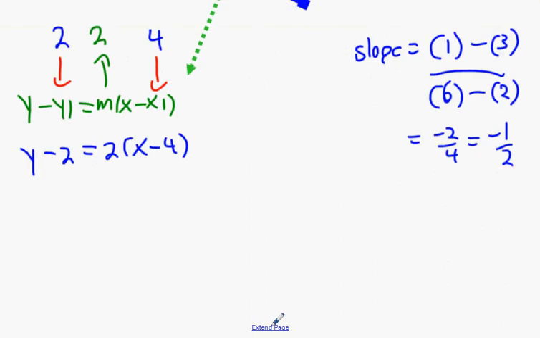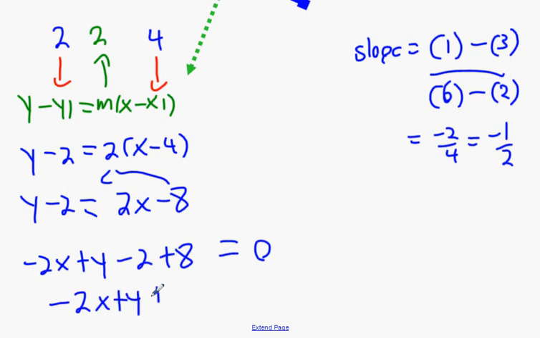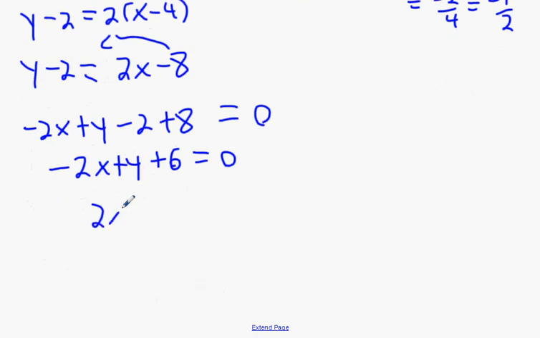Multiply it out. y minus 2 equals 2x minus 8. Bring it all over one side. Minus 2x plus y. What happens when you bring minus 8 over the other side? What's minus 2 plus 8? Can somebody else give me another version of that answer? Yeah, both answers are acceptable.